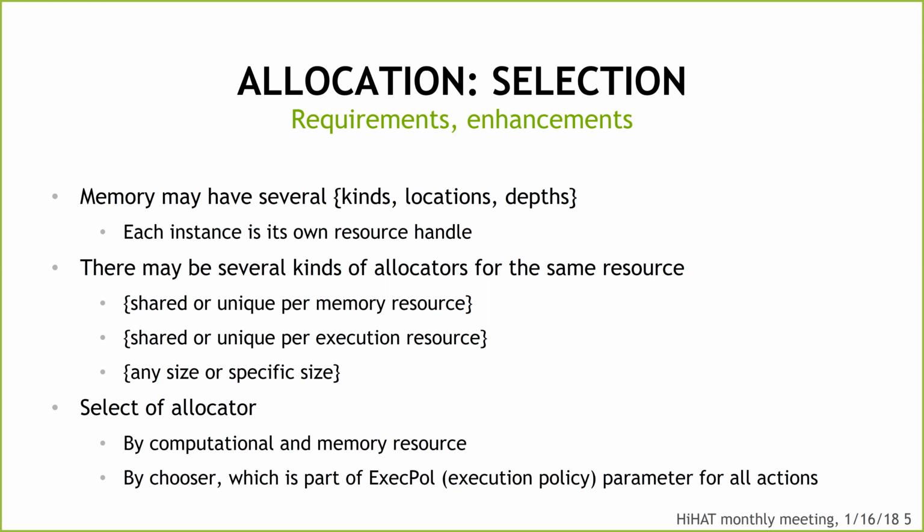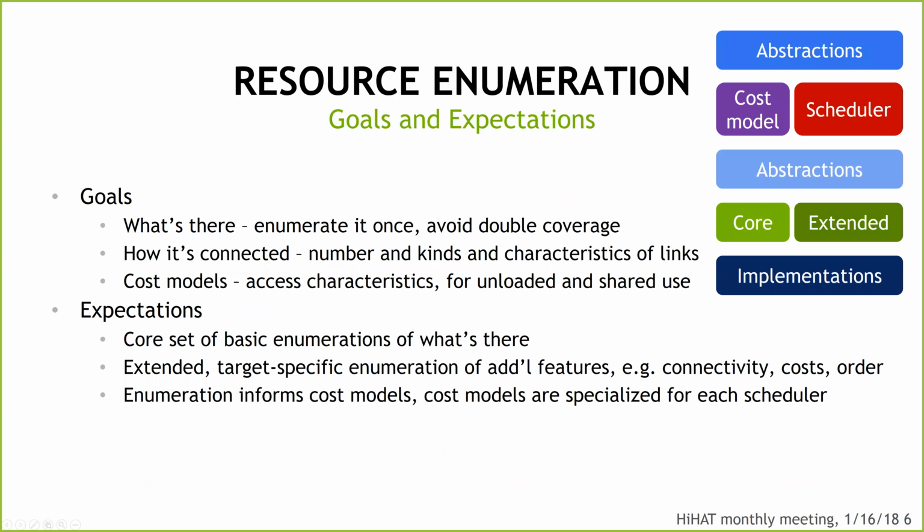Okay. So moving right along. Let's talk briefly about resource enumeration. When you want to ask the question, what's there, you probably want to enumerate it once. If you want to say, tell me about all the memory resources, and that memory resource is reachable via multiple routes, you probably don't want to enumerate it each time. You might want to enumerate what the connectivity is, but when you just ask, tell me about the resources that are there, you probably want to enumerate it once to avoid double coverage.